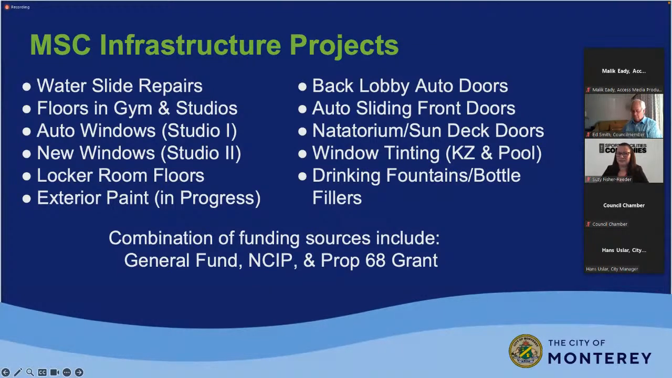Our work is not done. There's a lot more to do in the natatorium with the dehumidifier, pool replastering, interior painting, etc. But the council should be proud to know that these investments pay off, not only for the physical facility, but for the community as a whole. Next slide, please.